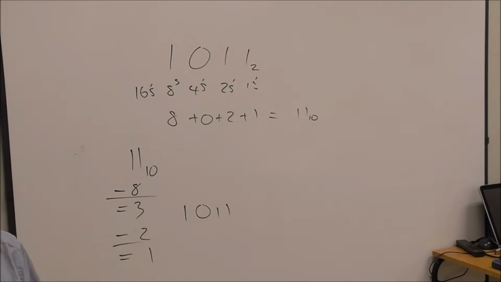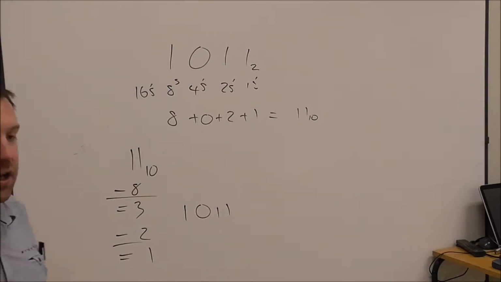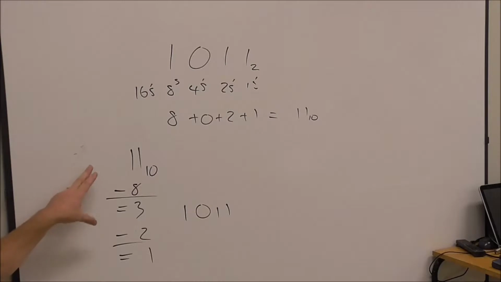It's quicker for me. It takes less space on the board or on my page, but it's a little bit more difficult to do conceptually unless you're really on top of it. Okay, so there are two methods. I don't mind which method you choose to convert from decimal to binary. Okay, so now we've got our binary number.